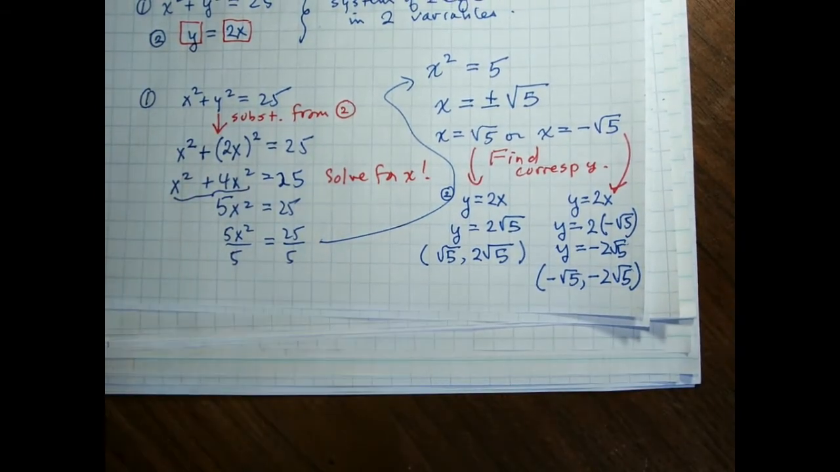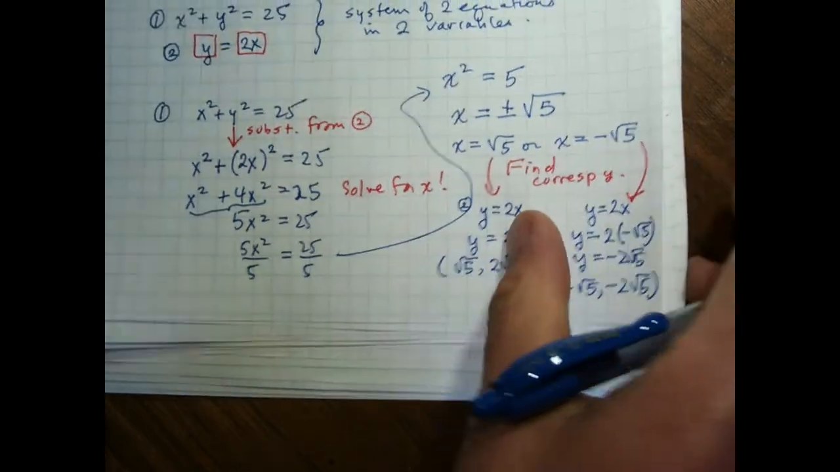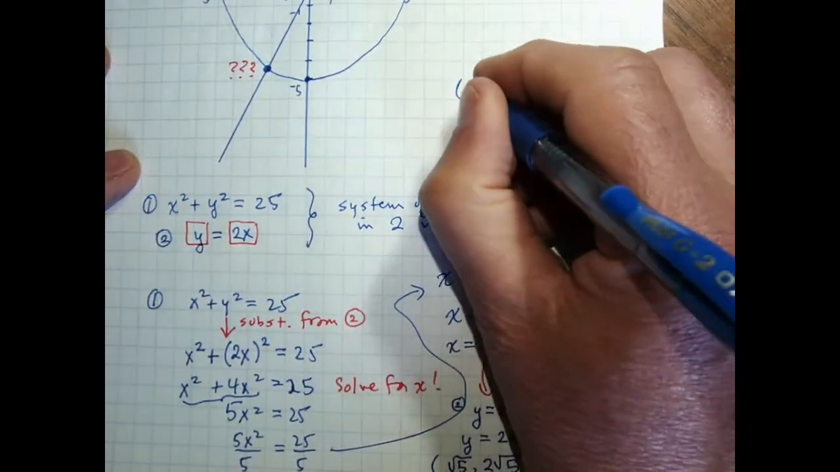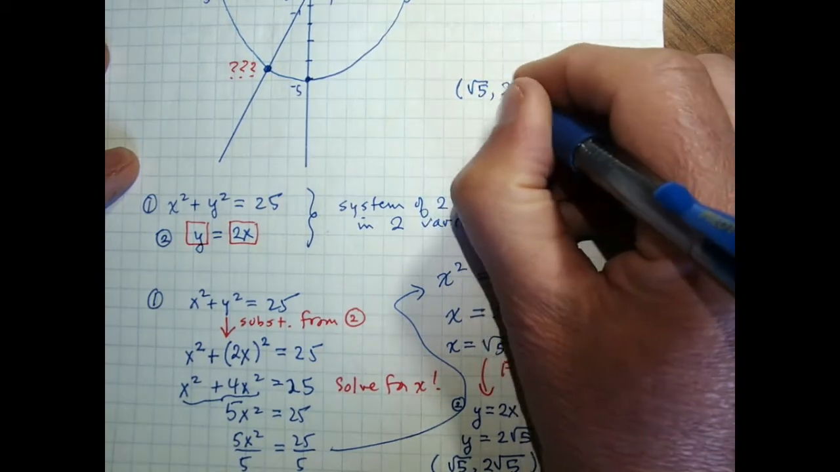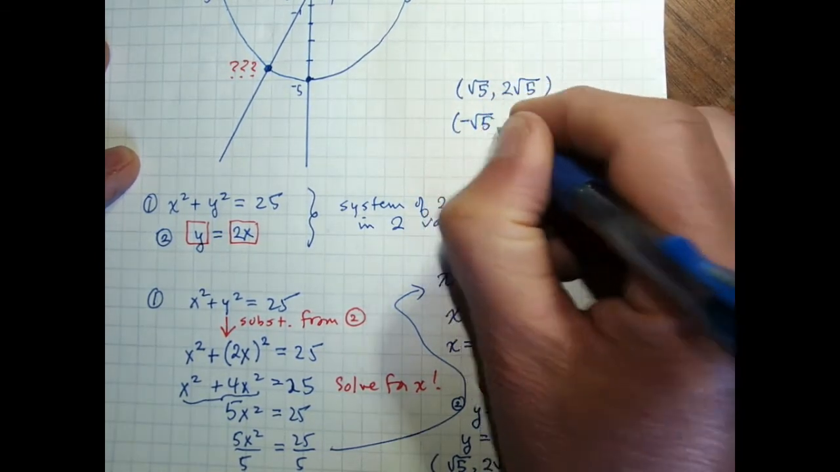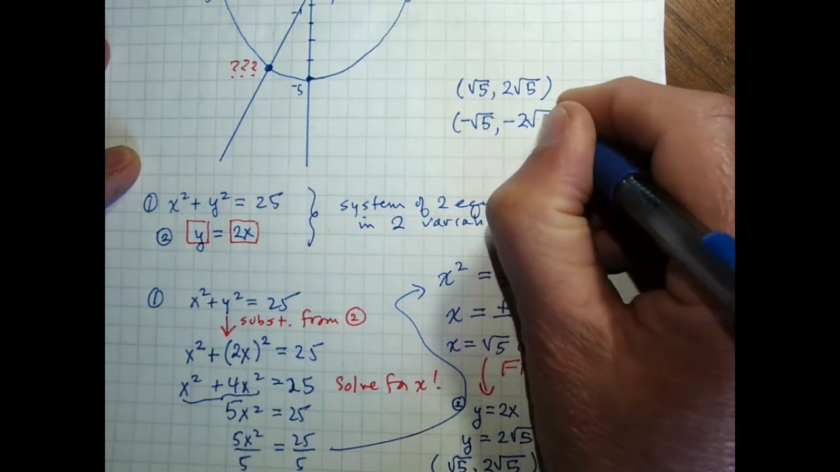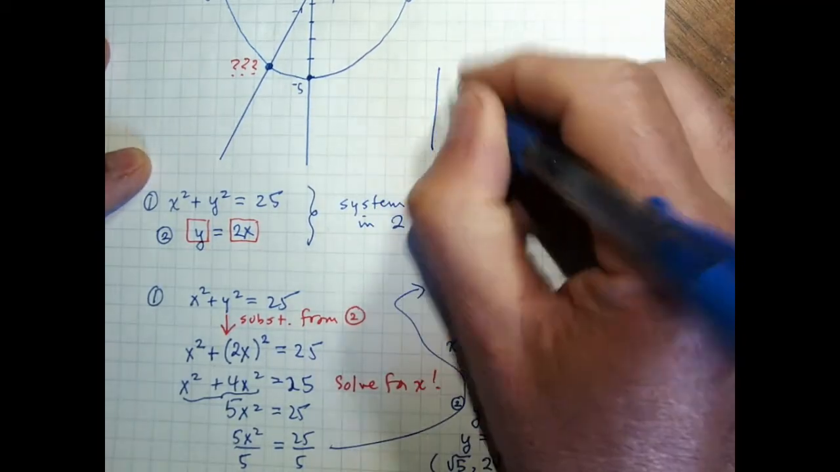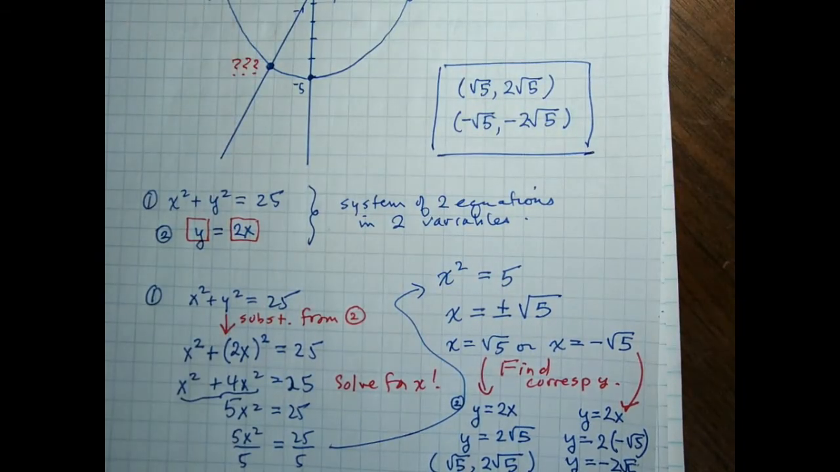So my answer, I'm just going to recopy up here. I got square root of 5, 2 square root of 5, and negative square root of 5, negative 2 square root of 5. There are two solutions. There are 2 points, and they correspond to my 2 points on the graph.